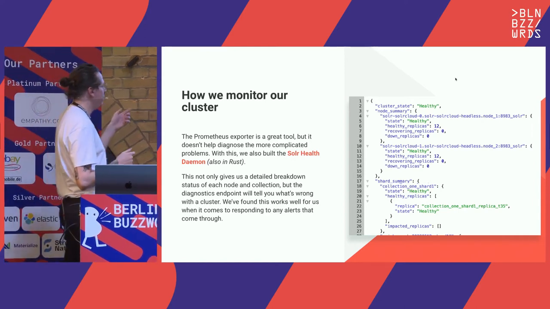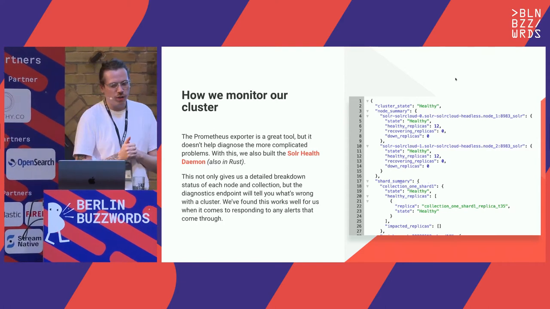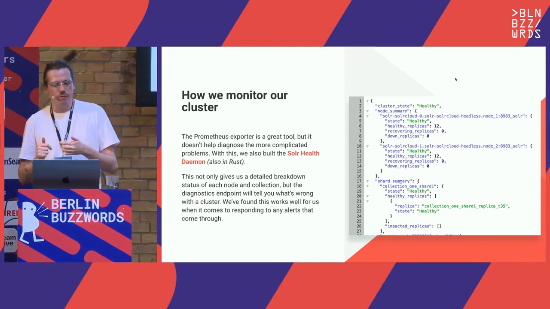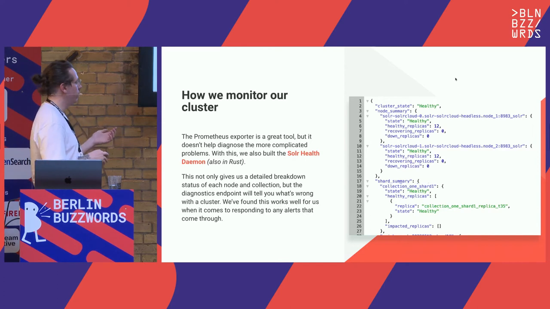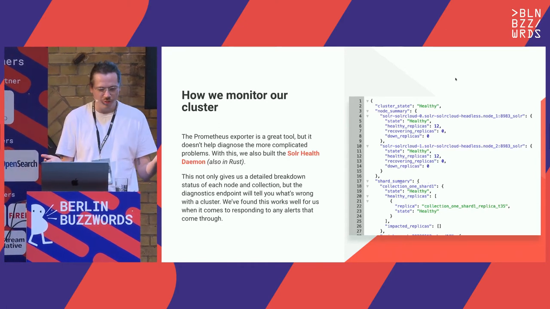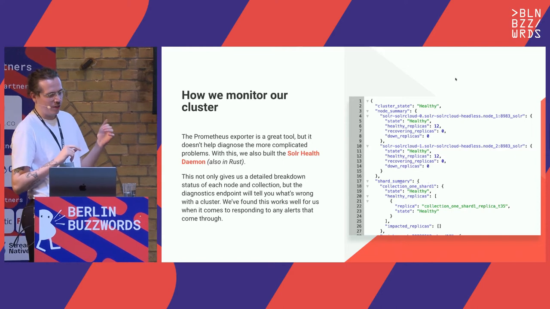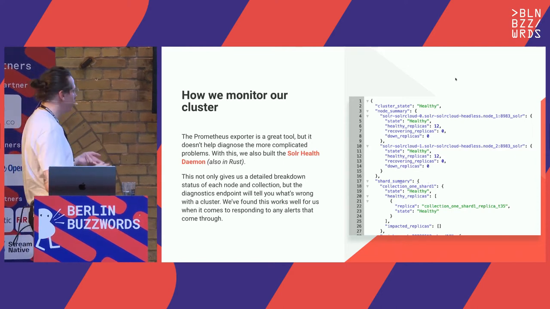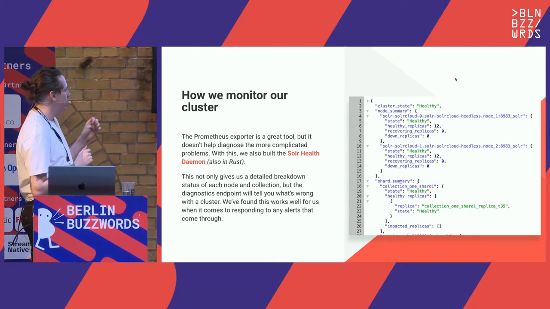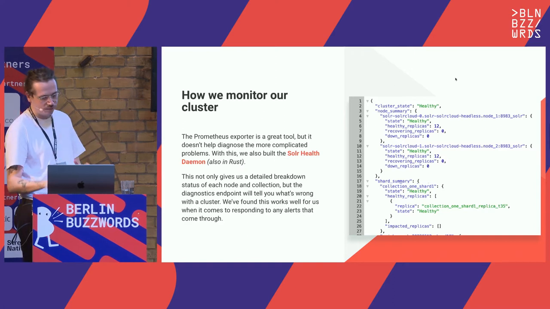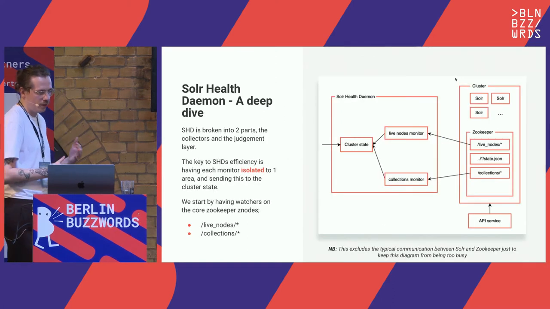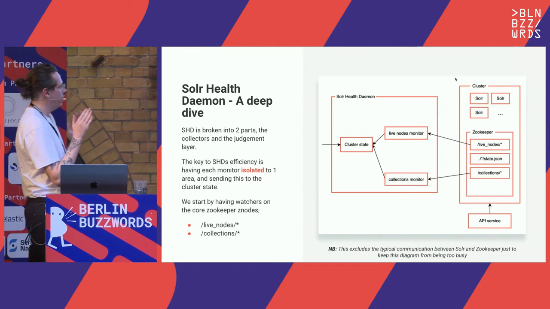And whilst the Prometheus exporter is really great, when it is the more complicated problems, a metric might not always give you the right answer. And so this is where the Solr Health Daemon comes in. It's also in Rust, because we have some Rust fanatics on our team. But it can give you a detailed breakdown of each node, but also straight away tell you what the status of the cluster is. And the way this works is there's essentially two layers.